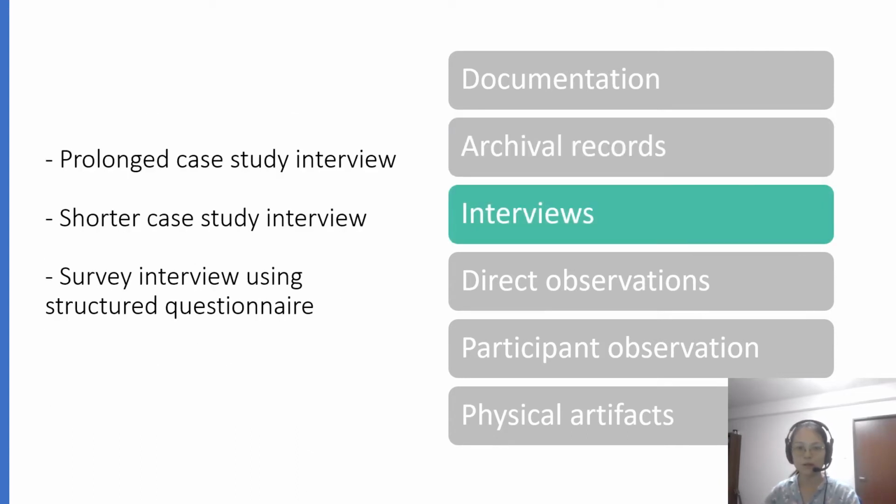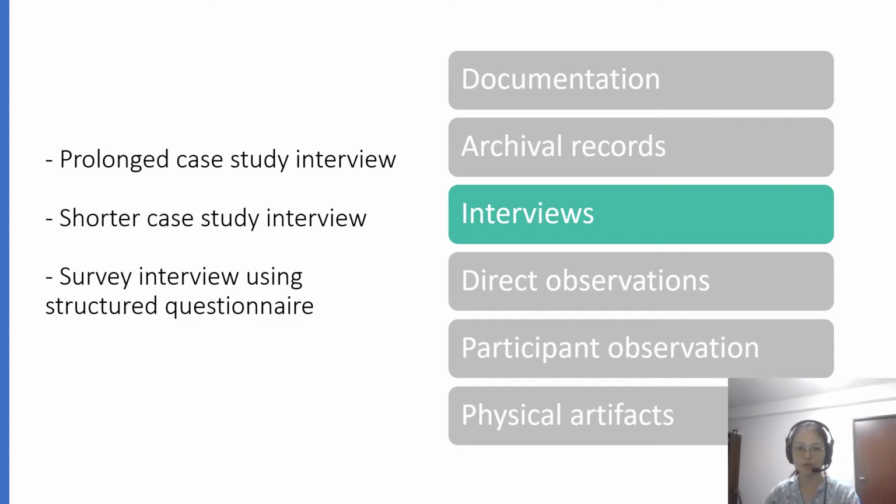The third one is interviews as a source of evidence. It can be broken into 3 different types. The first one is the prolonged case study interview, which can last for about 2 hours, and not necessarily in one sitting of 2 hours. It can be divided into multiple sets of interviews with your participants, but in general, it's quite a long interview trying to provoke a very in-depth conversation with your participants.